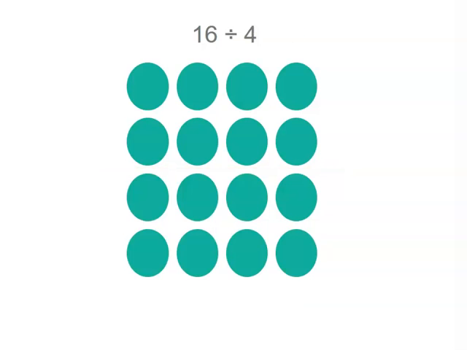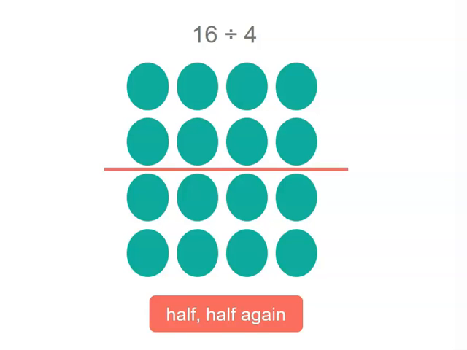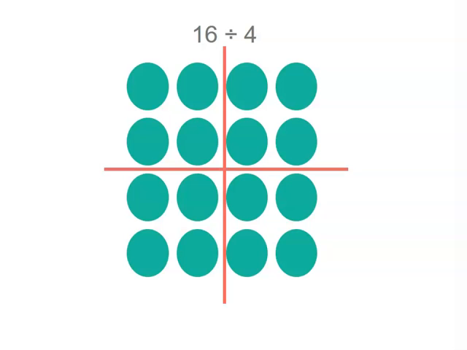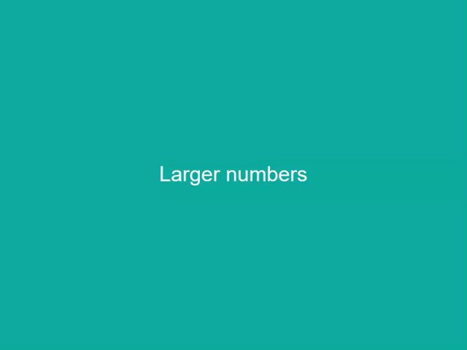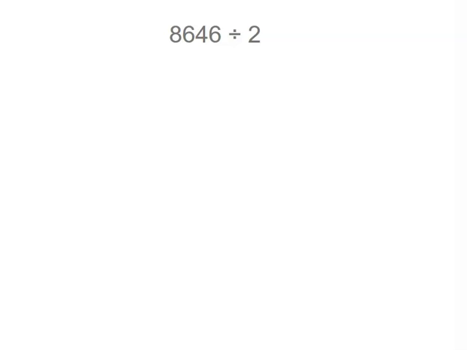Now, dividing by 4 is the same as taking half and then half again. So half and then half again means we've got 4 groups. But you can do it this way as well. So 16 divided by 4, I like it that way, is 4 groups, and each group has 4 circles in it. Now, what about larger numbers? Well, we can still do that.